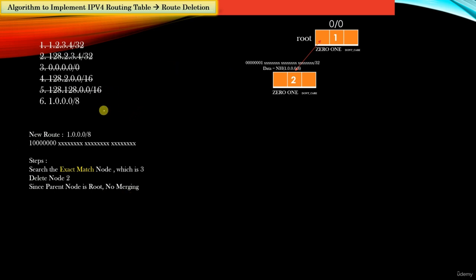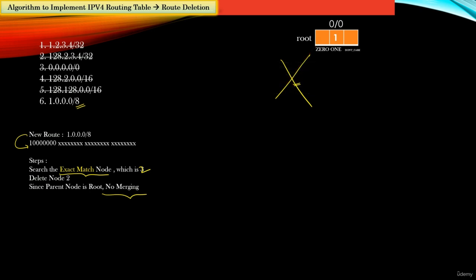Now let us delete the final route. So compute the effective prefix of this route and trigger the exact match route search algorithm which would give you node number 2. So delete node number 2, and since the parent is a root, there is no need to execute any merge algorithm, and the final M-trie data structure would be the following. So we arrive at the same place from where we began. Our root node enters into the initialized state again. So this completes the deletion of all the routes from this M-trie data structure.